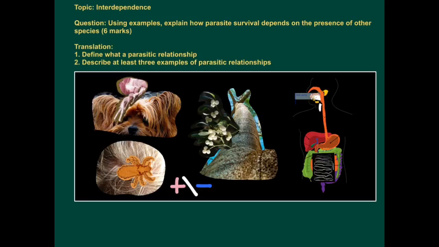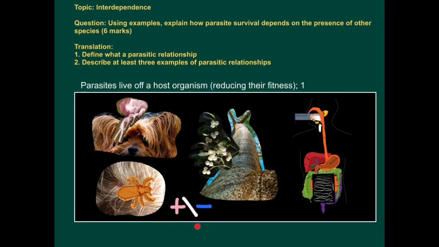This exam application tutorial is on the topic of interdependence. The question for 6 marks: using examples, explain how parasite survival depends on the presence of other species. In other words, define what a parasitic relationship is and describe at least 3 examples of parasitic relationships. And I've got images of all the ones you need to know over here to help you remember.